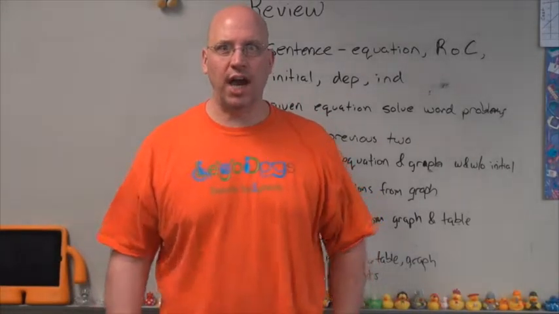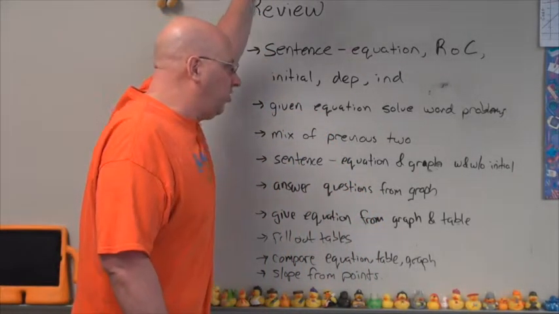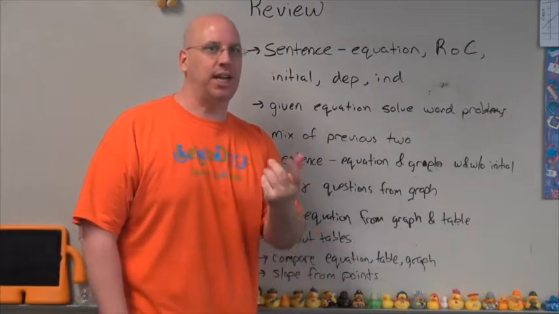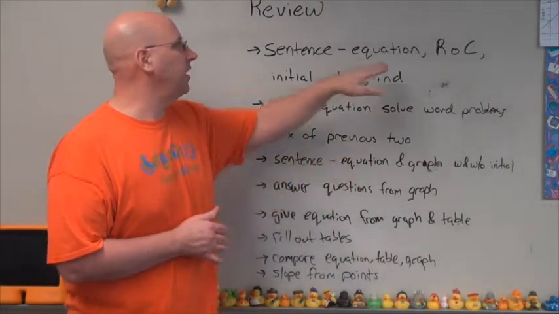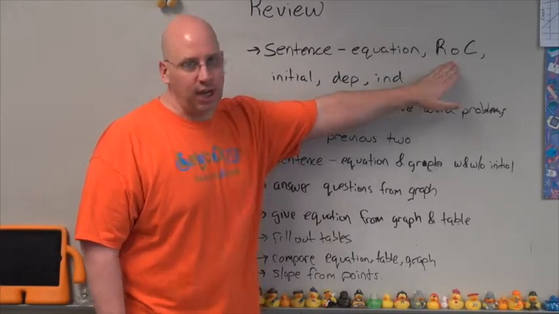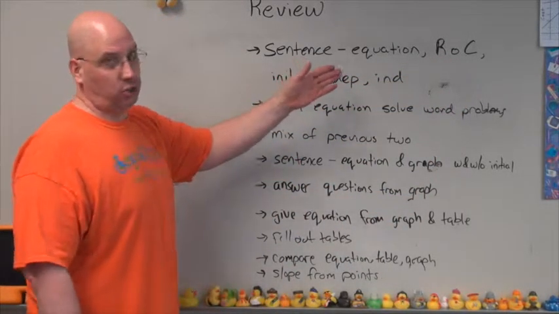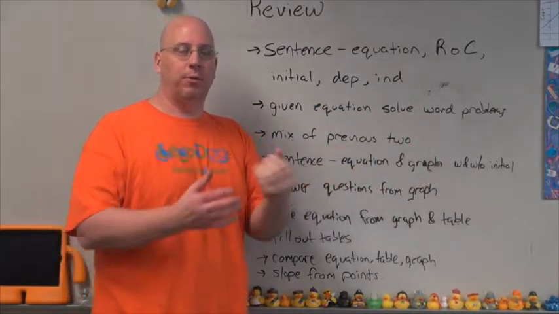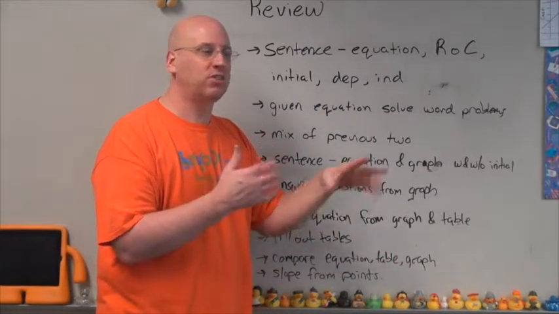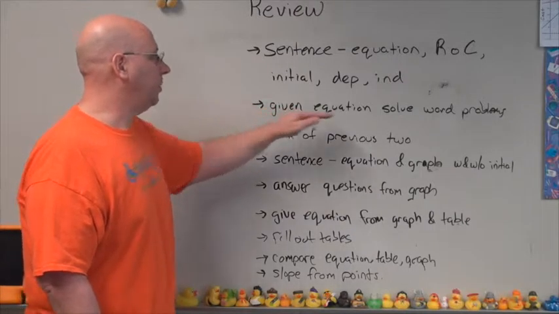Okay, it's review time. For this test, you're going to need to know how to do all of these things. It's really not a lot. First one, you're given a sentence and you have to, from that sentence, find the equation. The rate of change is what ROC is, which is your slope. The initial value or your y-intercept, your dependent, your independent variable. But if you know y equals mx plus b and you know the parts, then that's not a big deal. Then you're going to be given an equation.